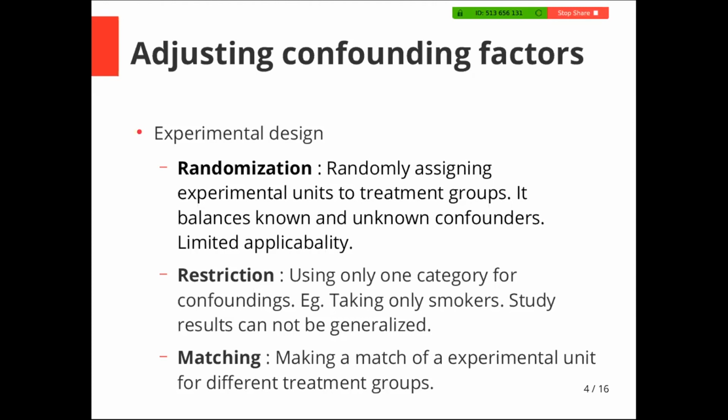And another approach is matching. In matching, what we do is we try to find a control. Let's say there is one experimental unit, one person who smokes, and we try to find another person very similar to that one in other aspects, but who doesn't smoke. So we try to match. And if you are doing a lot of experimental design, you might know a lot better than I do about these things.